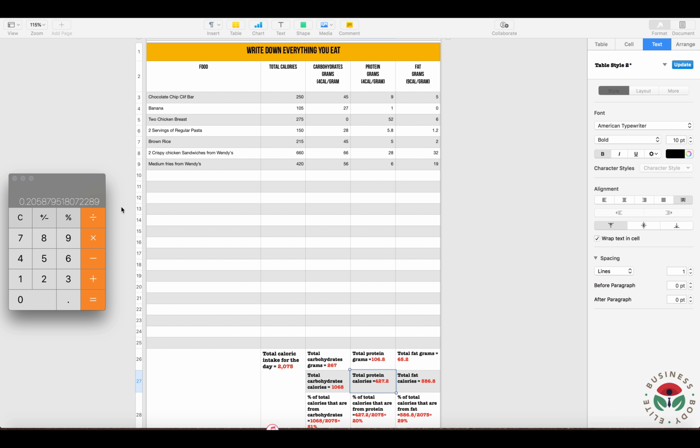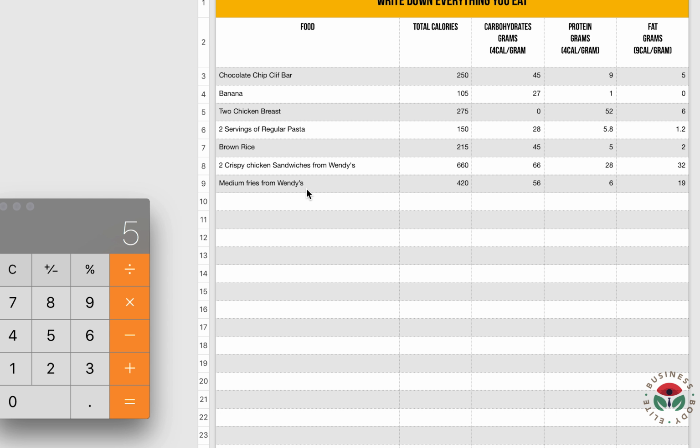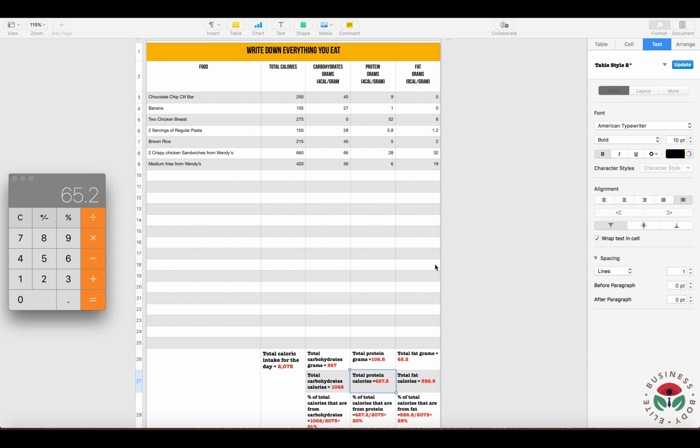Just as the previous fields, we will find the total fat grams by adding each number. 5 plus 0 plus 6 plus 1.2 plus 2 plus 32 plus 19. You will find your total. To find your total calories from fat, you will multiply your total by 9. There are 9 calories per gram of fat. You have arrived at your total.